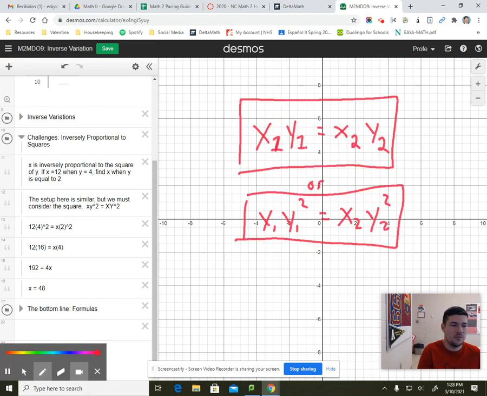The bottom line is that I can use either of these two formulas: x1 y1 equals x2 y2, or x1 y1 squared equals x2 y2 squared.